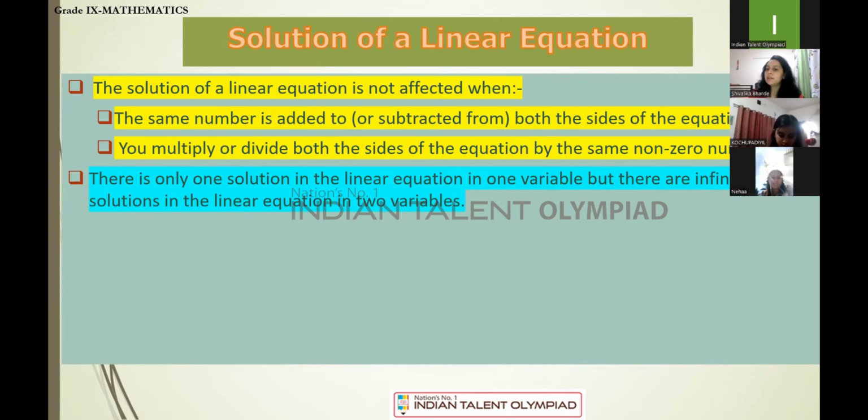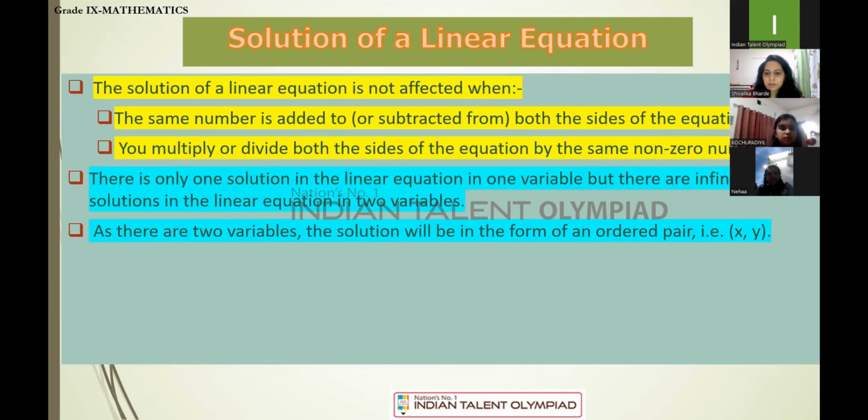In the case of a linear equation in one variable, I forgot to discuss one thing: there is only one solution. Like if x plus 5 is equal to 8, the value of x will be only, what do you think? 3. Got it? Can you change the value of x to anything else? No. In that case, the value of x will always be 3. So there will be only one unique solution in the case of a linear equation in one variable. But in the case of two variables, there can be infinitely many solutions.